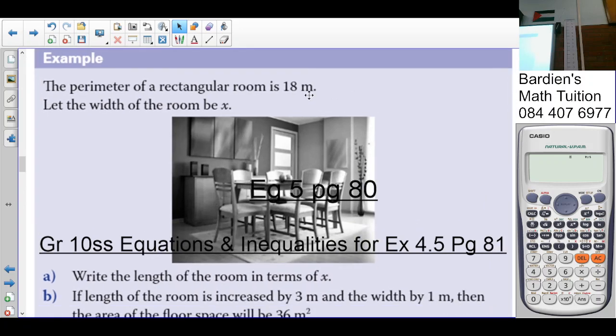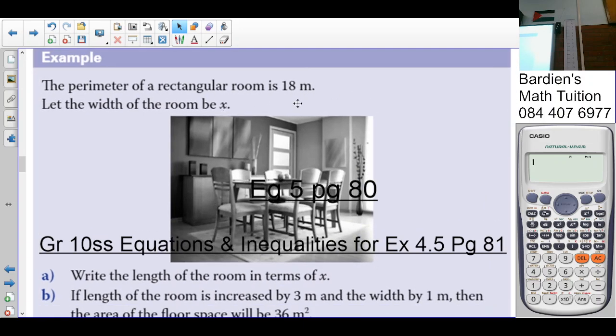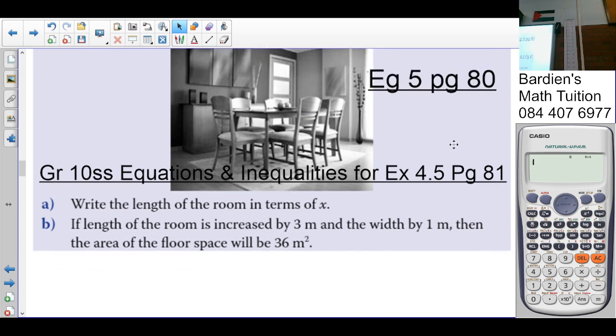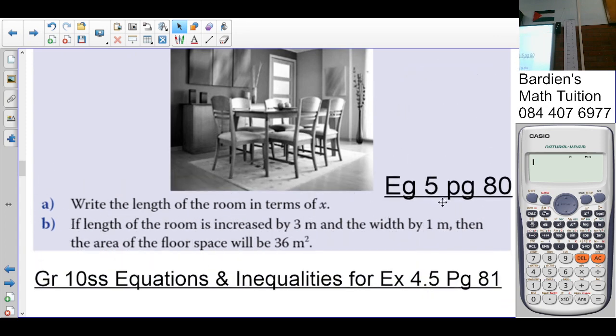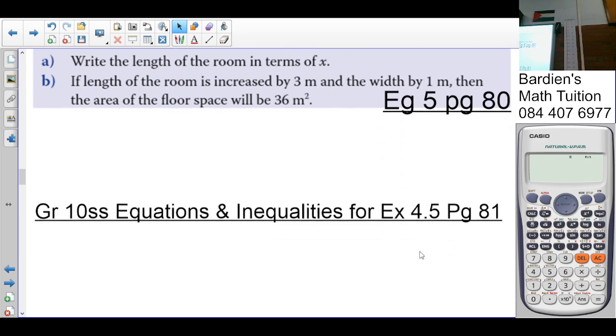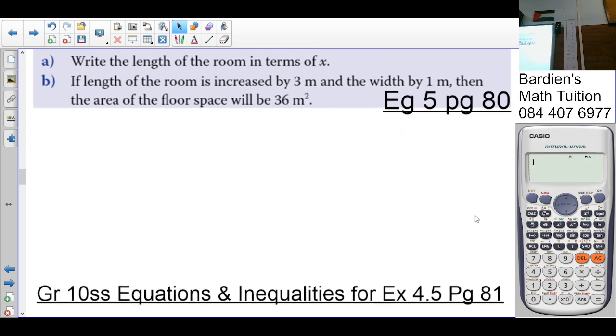So here we are told that the perimeter of a rectangular room is 18 meters. Let the width of the room be x. Okay, so we don't need this room actually. This is a picture of it. So we are told that the perimeter of the room is 18 meters, not 80. Okay, perimeter is 18 and the breadth is x.